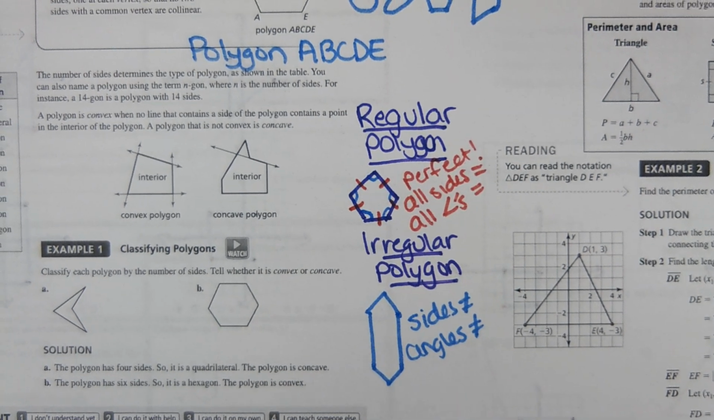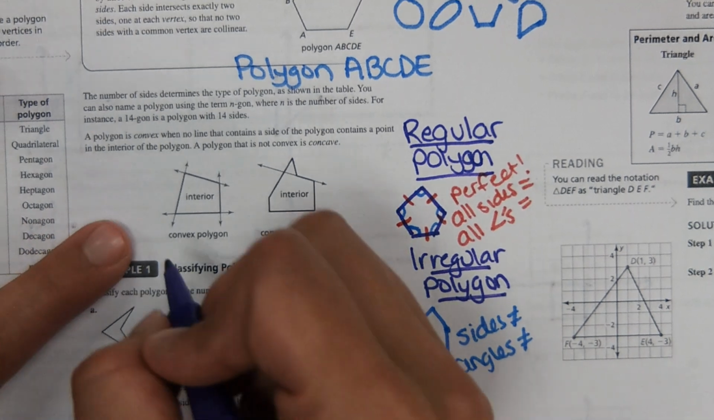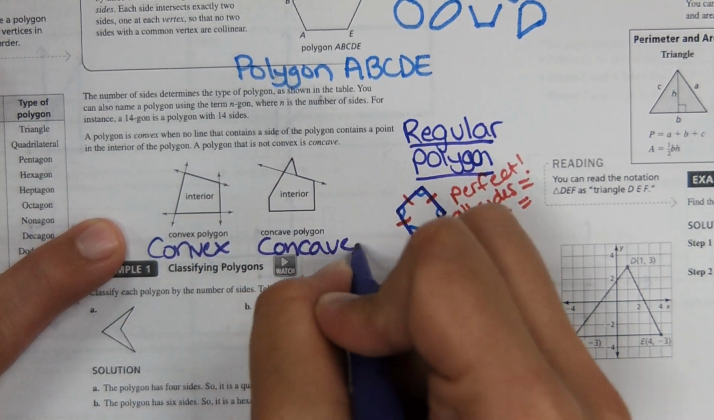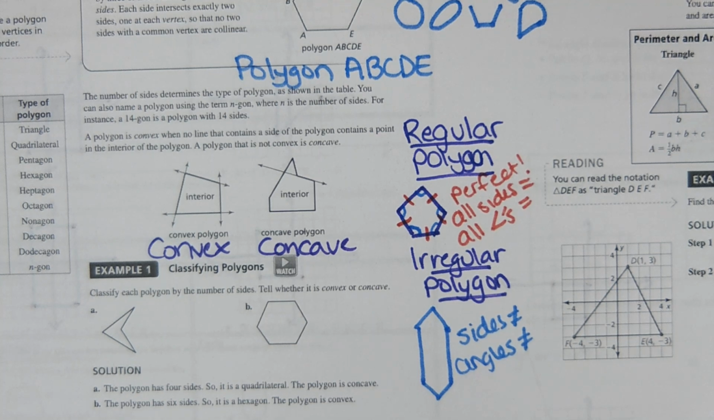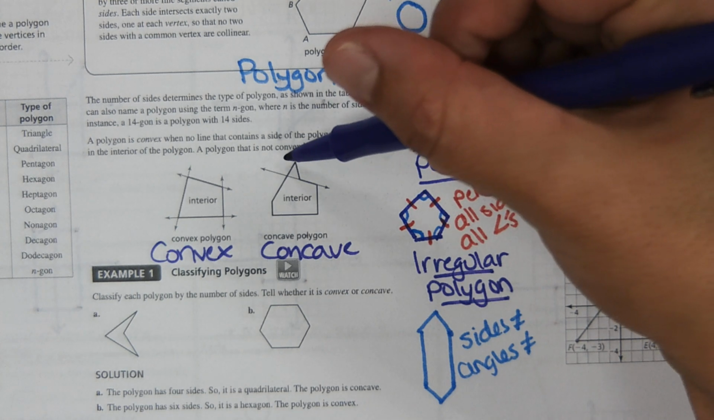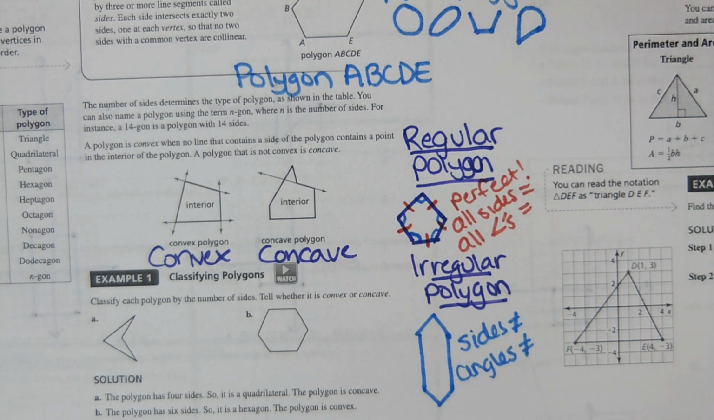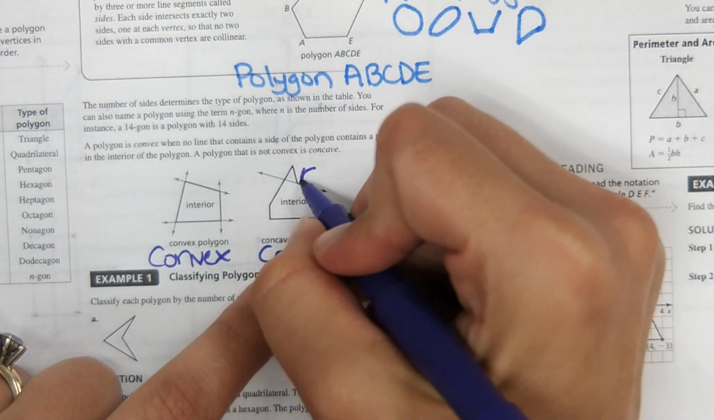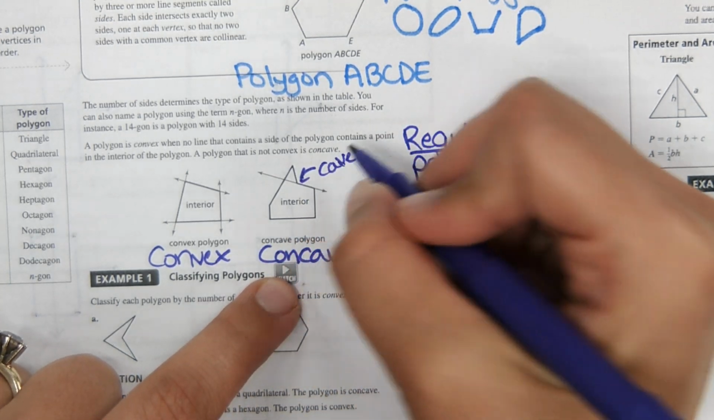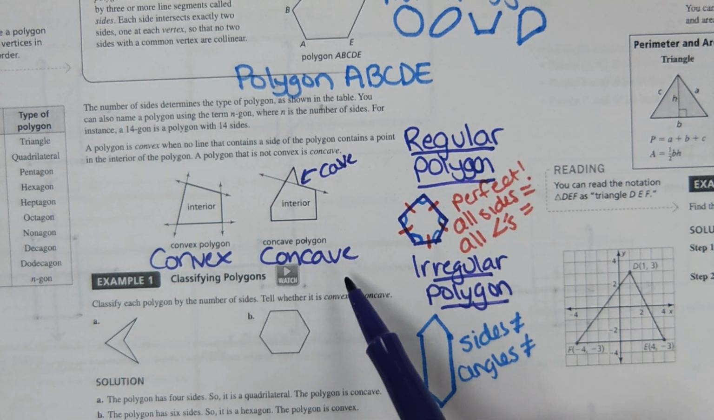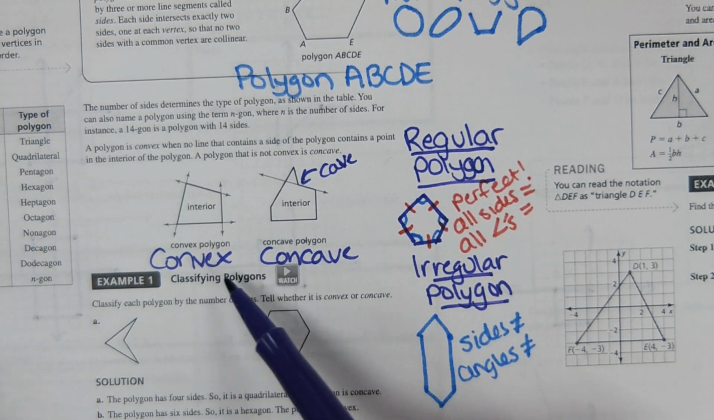Okay, the next two words that we need to know are convex polygon versus concave polygon. It has to do with it folding in on itself or being able to draw a line that crosses through multiple parts. But the way I like to think of it is concave has a cave. If you remember that, then you can easily differentiate it. If the shape has a cave, it's concave. If it doesn't have a cave, it's convex.